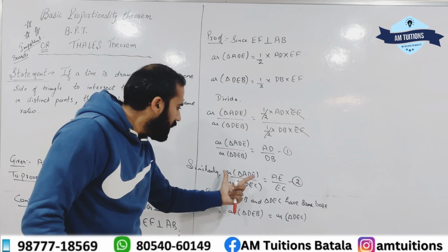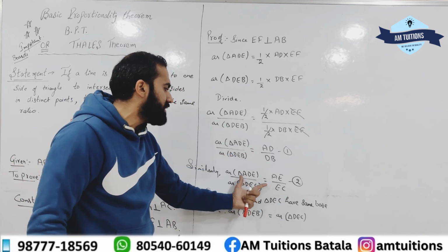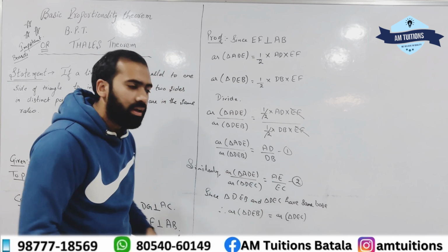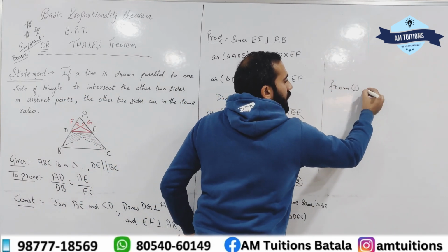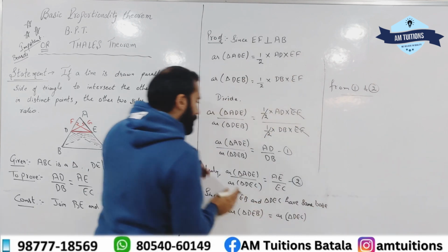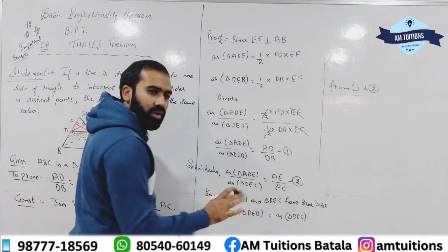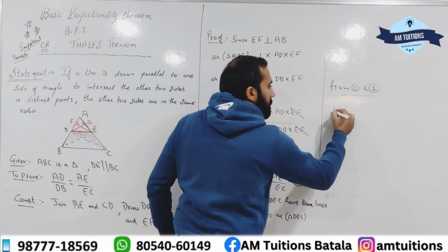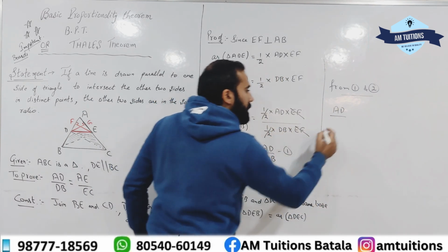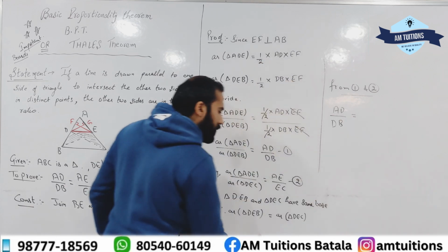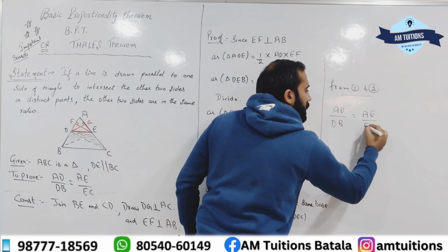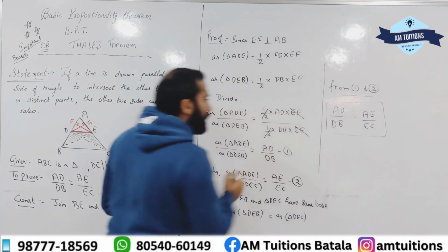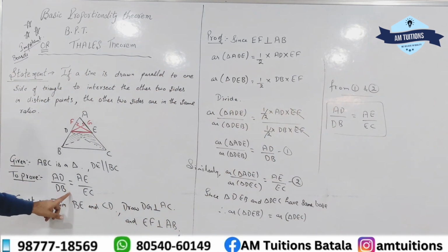So for the first and second equations, the left hand sides have come equal. So from 1 and 2 equations, if the left hand sides are equal, the right hand sides are automatically equal. So that means AD over DB is equal to AE over EC. So this is the final expression. That is, you will have to prove this equation. This ratio will be proportional.